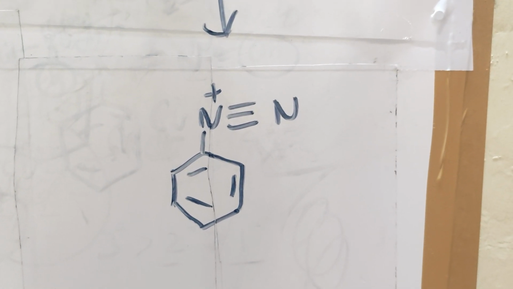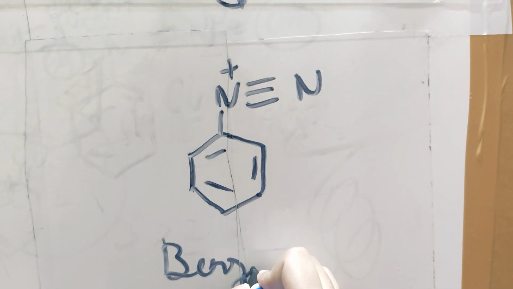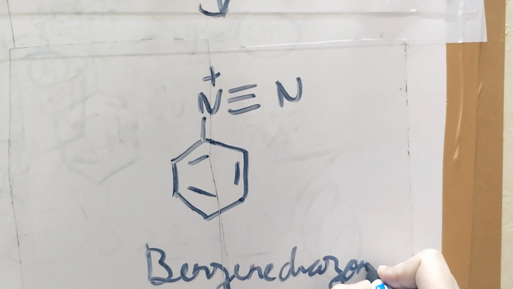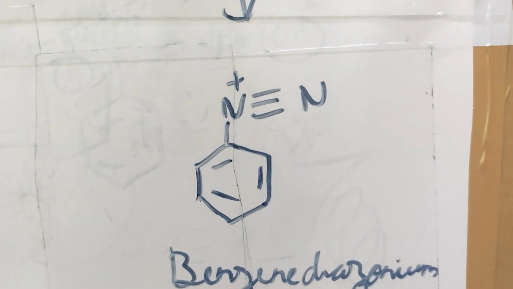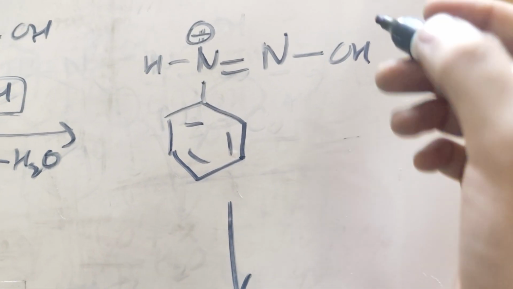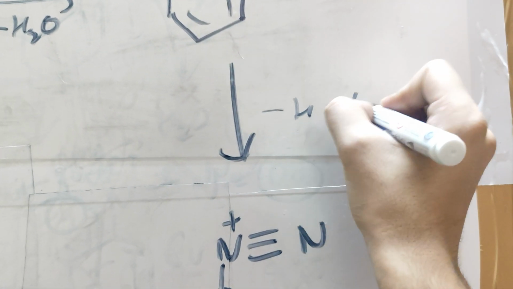This is benzene diazonium salt. Write it down. Benzene diazonium salt. So this is what is formed after the removal of OH and H, which is minus H2O.